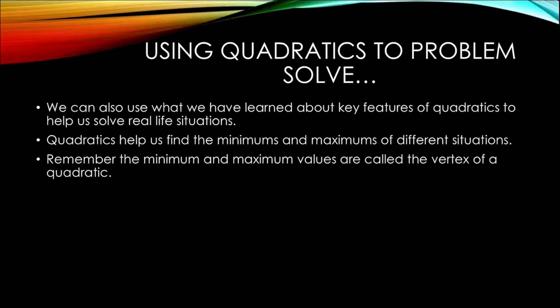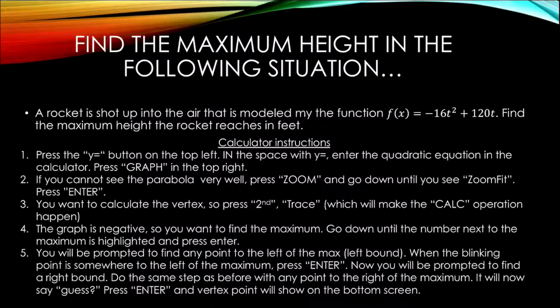Okay, so we can use quadratics to problem solve. We can use what we have learned about key features of quadratics to help us solve real life situations. Quadratics help us find the minimums and maximums of different situations. Remember, the minimum and maximum values are called the vertex of a quadratic. So find the maximum height of the following situation. A rocket is shot up into the air that is modeled by the function f of x equals negative 16t squared plus 120t.